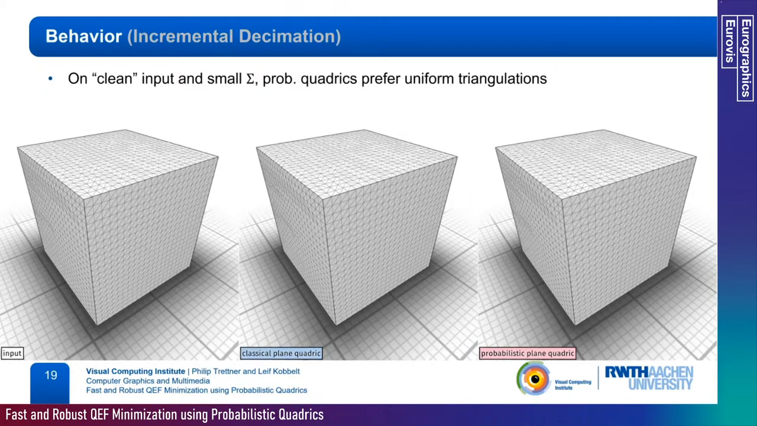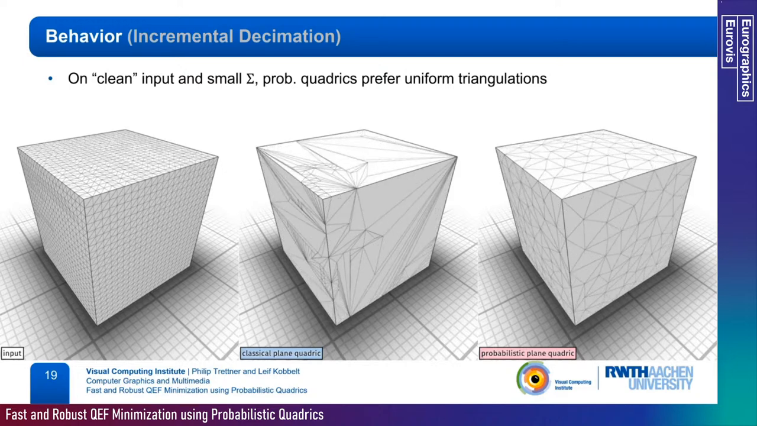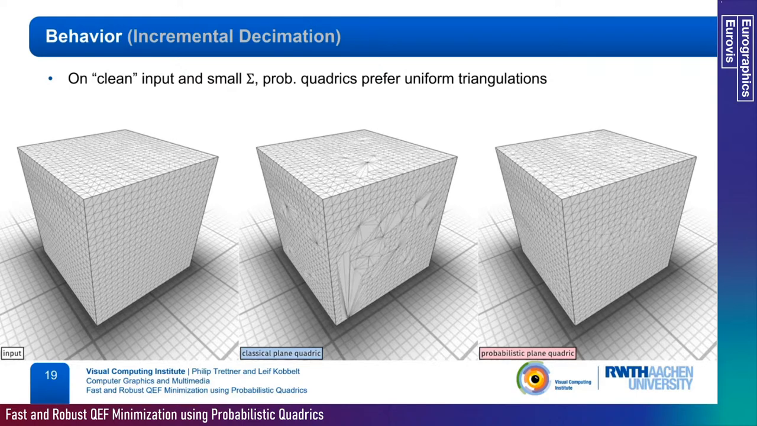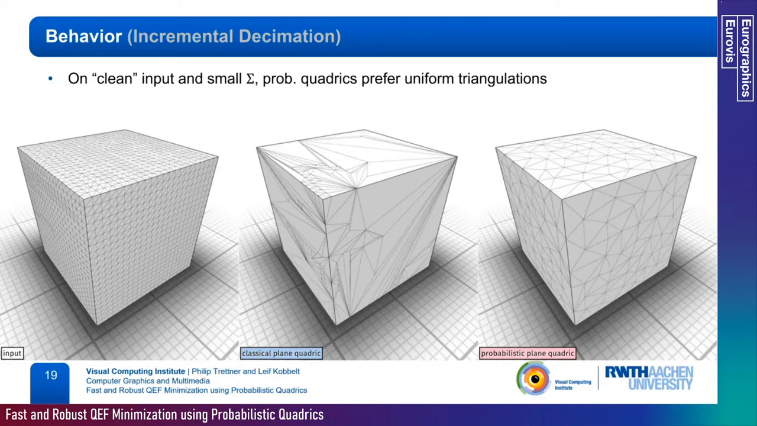Let's take a look at how our probabilistic quadrics behave. For that, we've chosen incremental decimation, which showcases the minimizer and also the value of the quadric, because that's used as key in the priority queue. In this simple experiment, we've taken a regularly tessellated cube and decimated it using our probabilistic plane quadric and also the classical plane quadric. And here it turns out that even on basically clean input meshes, the probabilistic quadric is feature preserving, but it also prefers uniform triangulations, where the classical plane quadric in coplanar regions produces quite ugly triangulation.